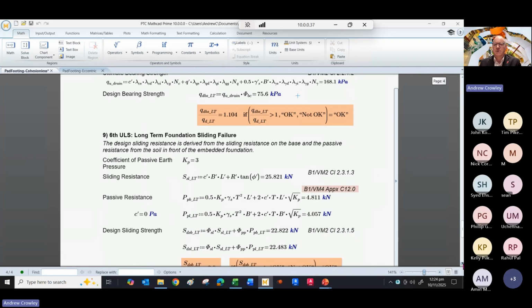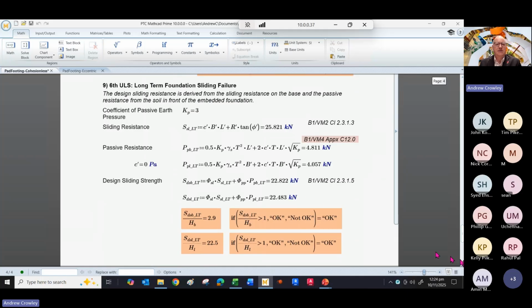The next ultimate limit state we need to consider is the long-term foundation sliding failure. So we've worked out that our coefficient of passive earth pressure is 3, and that is going to be used down in our passive resistance. But our sliding resistance is based upon the cohesion under the base, plus the effective friction underneath the base. So our sliding resistance because of the base is a mere 25.8 kilonewtons.